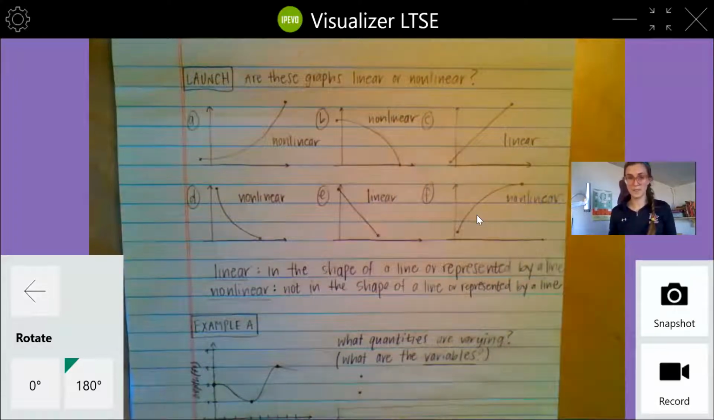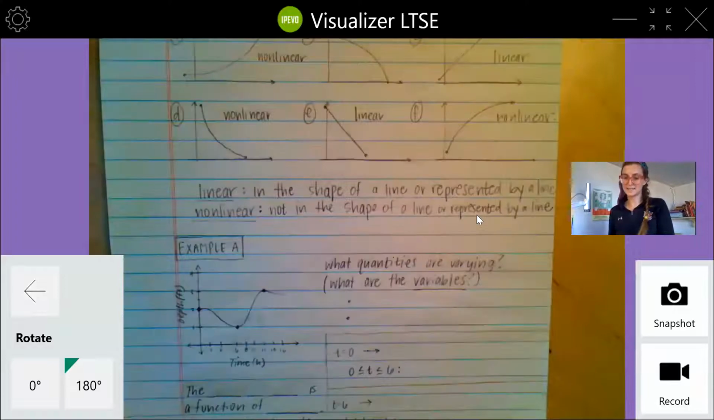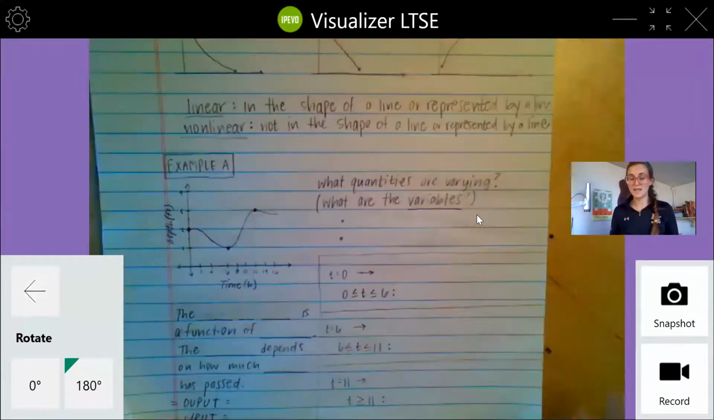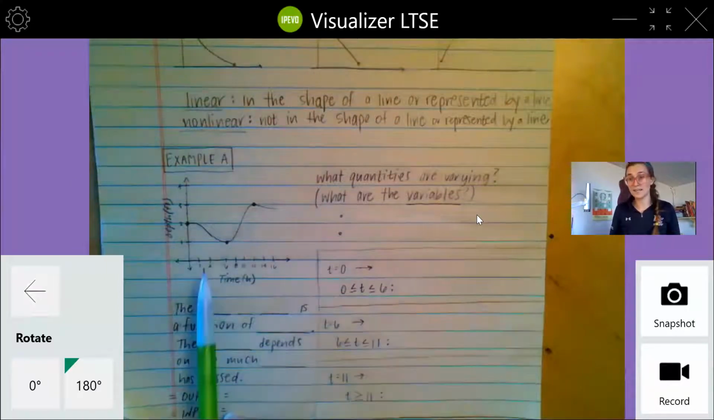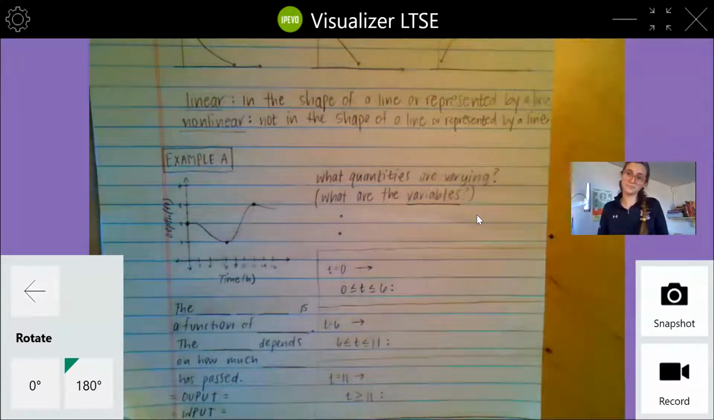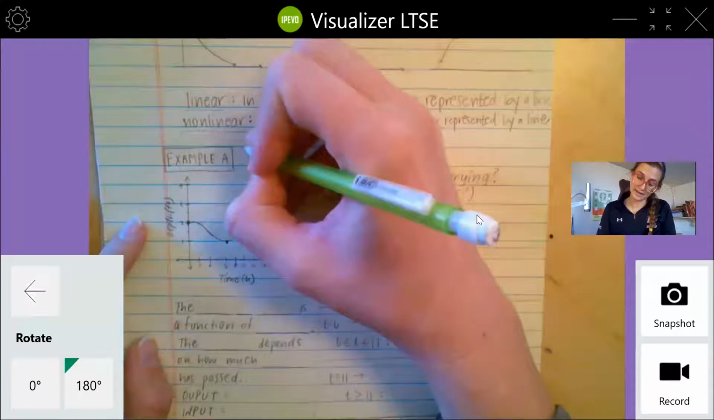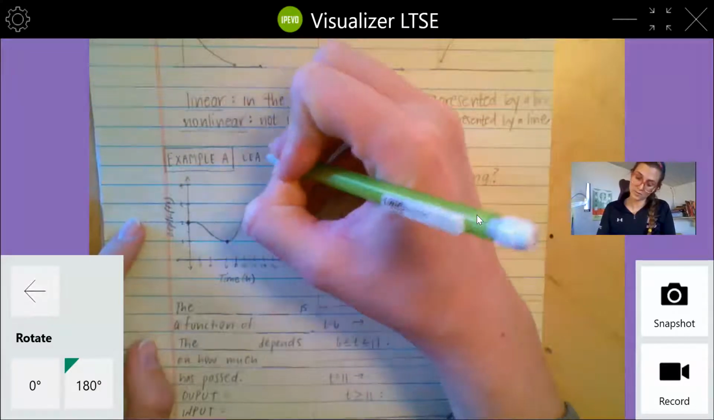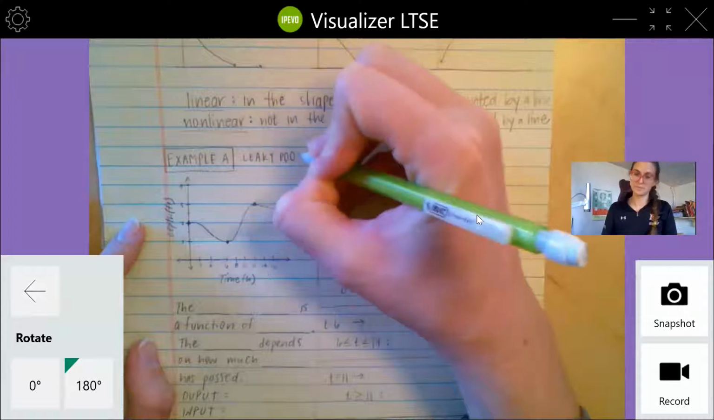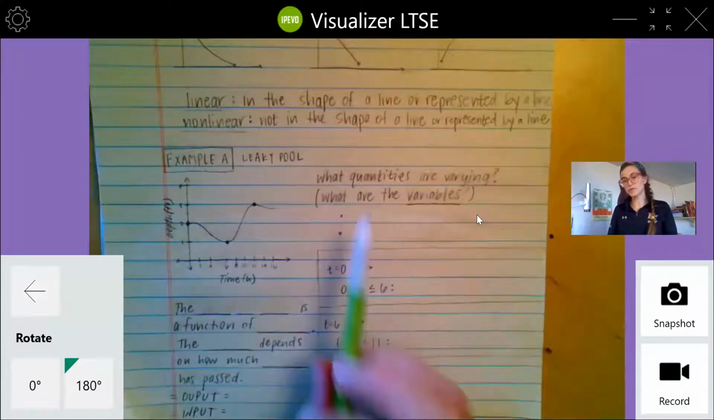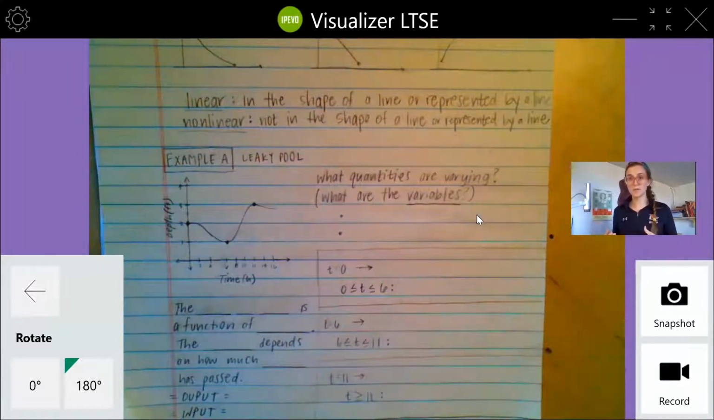All right. Now, what we're going to look at next is a graph. This is our first example. And this graph, as we can see, is a nonlinear graph. And what it's telling us is the story of a leaky pool. All right. And our first question in interpreting the graph, that's what we're going to be doing today, is interpreting graphs, is checking to see what are the quantities that are varying. In other words, what are the variables? What's going on within this leaky pool?